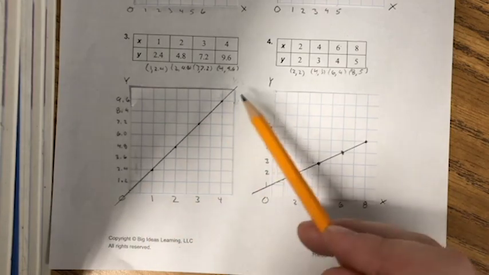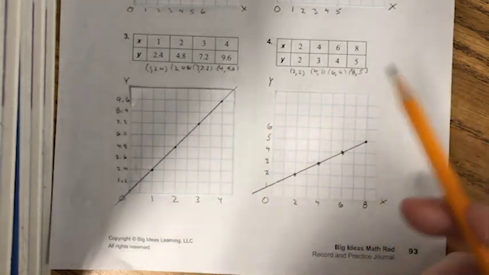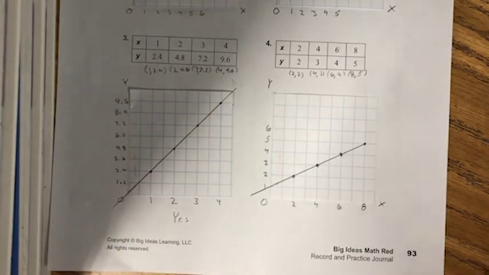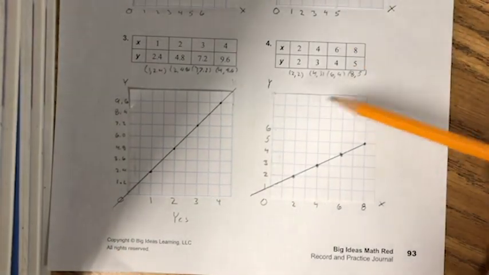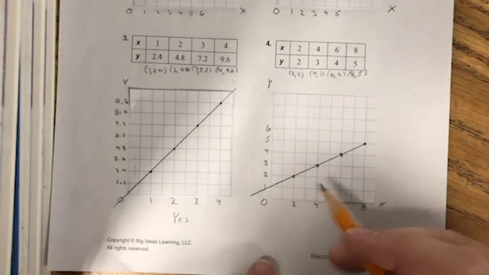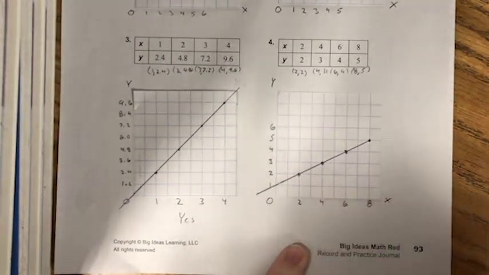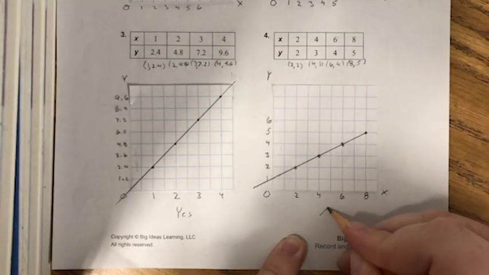Now that I've got it graphed, as you can see, I have a straight line. It goes through the origin. So yes, this is a proportion. And then we look at the other one. This one was much easier to graph. You should have gotten that it actually crossed at 1, according to my graph anyway. So in this particular case, no, it is not a proportion.